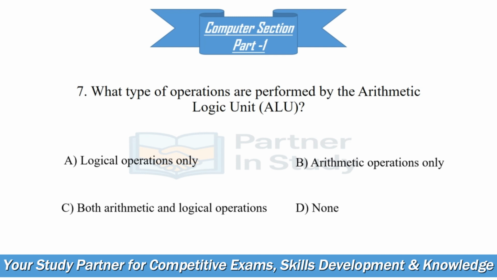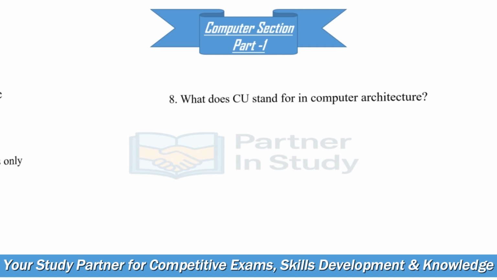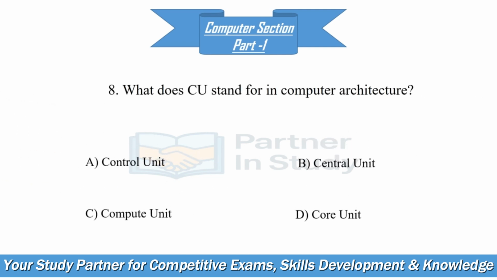What type of operations are performed by the Arithmetic Logic Unit, ALU? The right option is C, both arithmetic and logical operations. What does CU stand for in computer architecture? The right answer is option A, control unit.